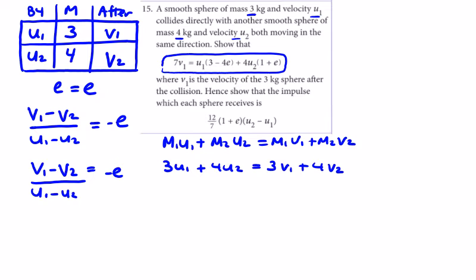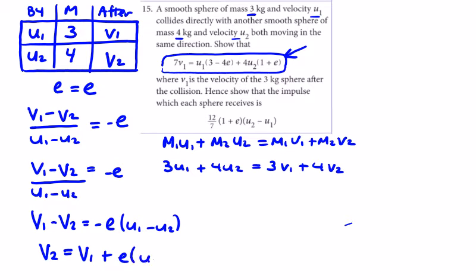Now we need things in terms of v1 or v2 here. What would the easiest thing be? We have no v2 up here, so we need to get rid of v2. So we need both of these equations in terms of v2. Then v1 minus v2 equals minus e times u1 minus u2. So v2, if we want to eliminate it, is equal to v1 plus e times u1 minus u2. So that's where we just have to decide what we're eliminating.